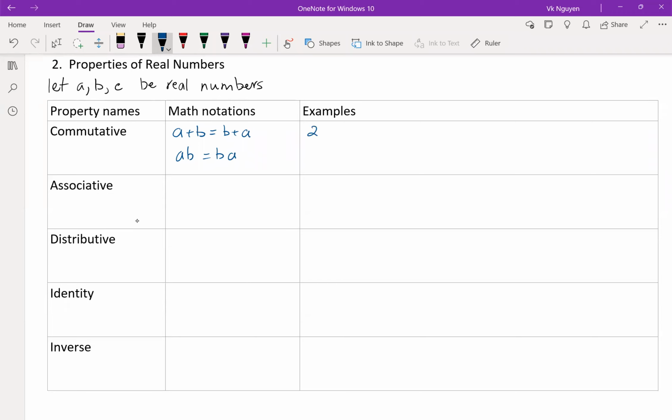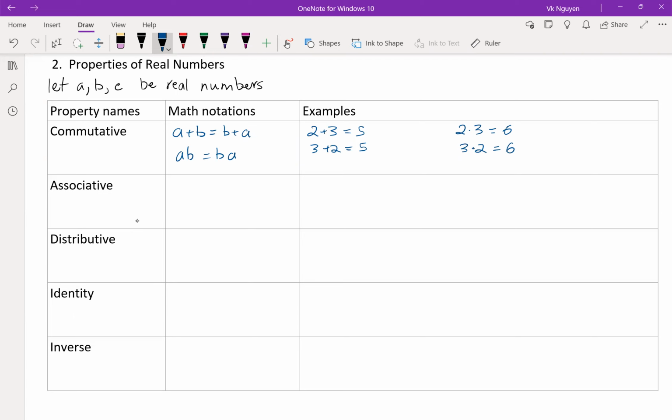Example, 2 plus 3 is 5. 3 plus 2 is also 5. 2 times 3 is 6. 3 times 2 is also 6.